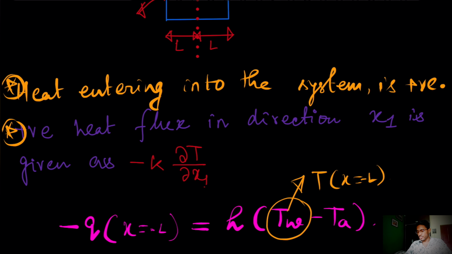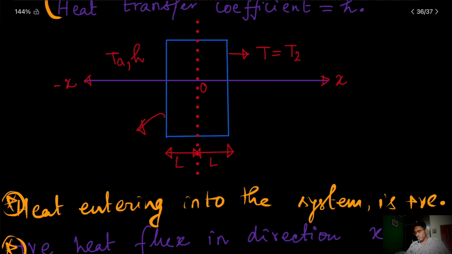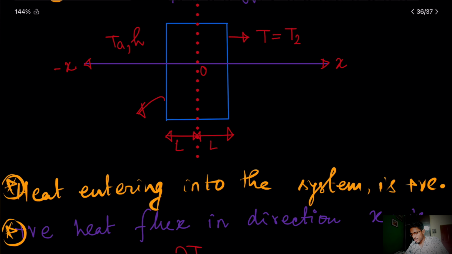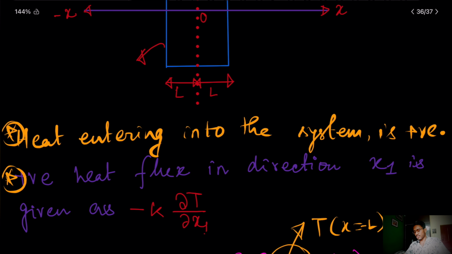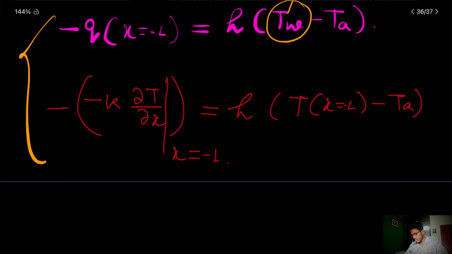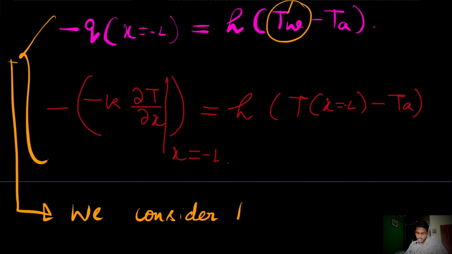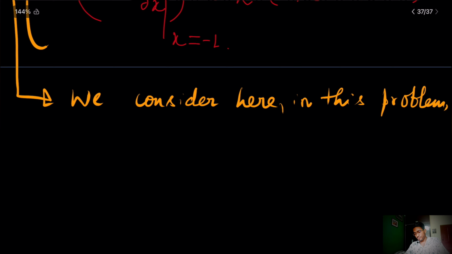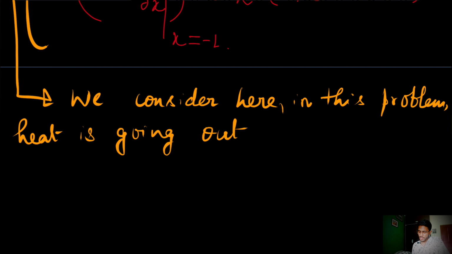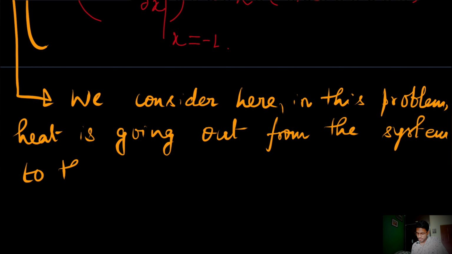So let me explain these two again. Okay, see very carefully. For this convention, heat entering into the system is positive. So I am considering for this problem that heat is going to the atmosphere, that is, heat is leaving the system. So let me write this. We consider in this problem that heat is going out from the system to the atmosphere.